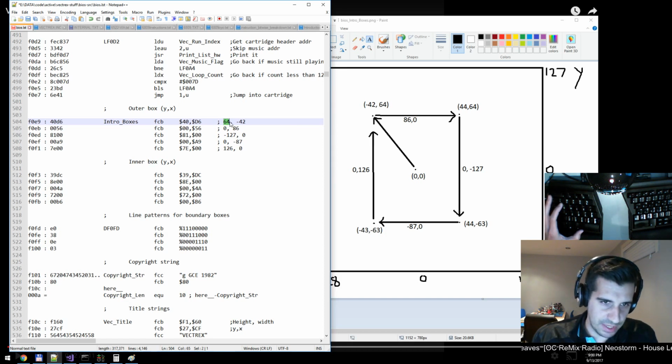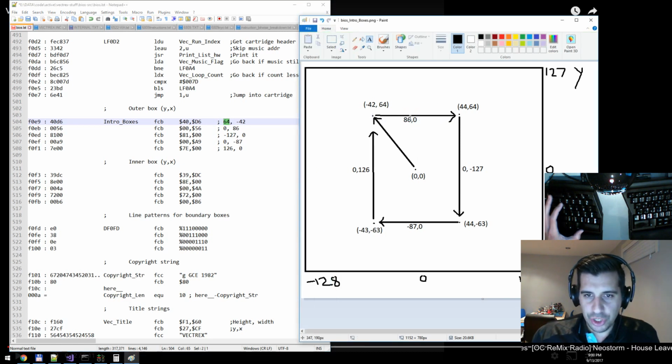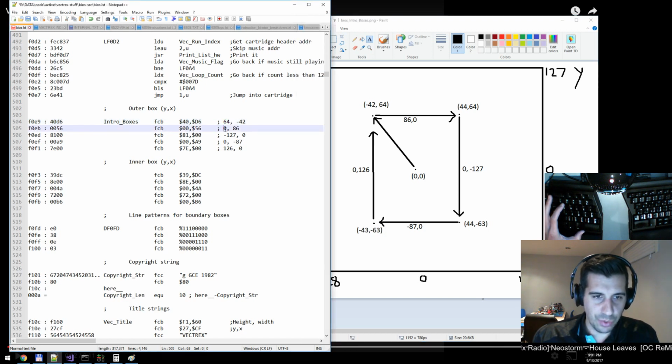Now I converted these to decimal just to help me. So that means that we should be at minus 42, 64. Then at that point, I believe it turns on drawing, and then draws from this corner. You can see here it says don't change the Y, but move 86 units to the right. So that brings us to about here, 44, 64.